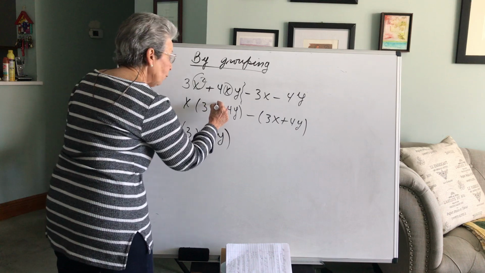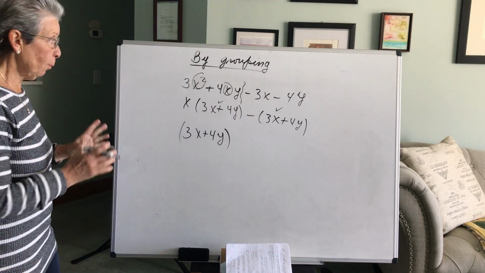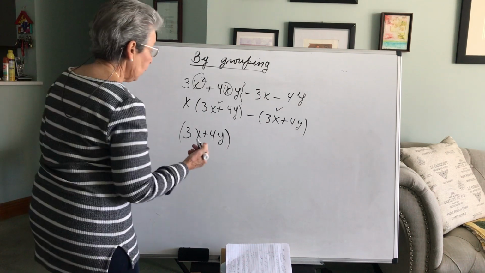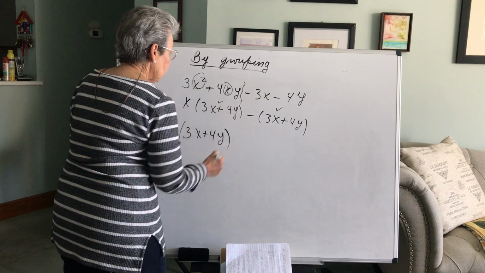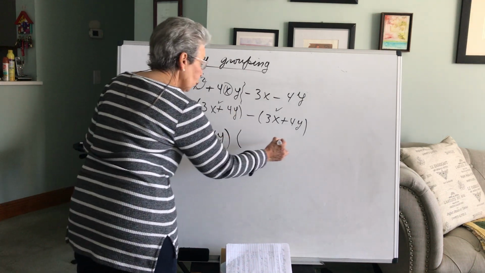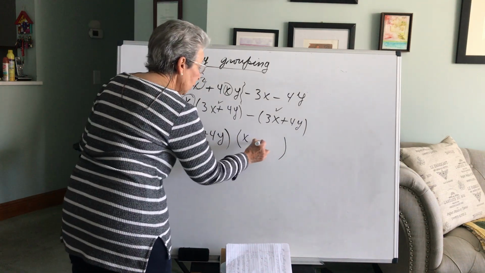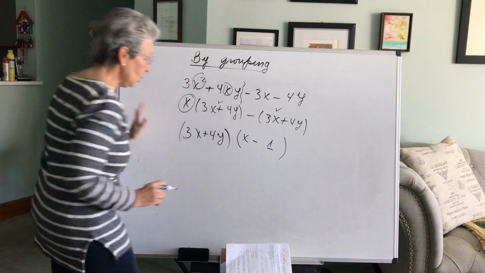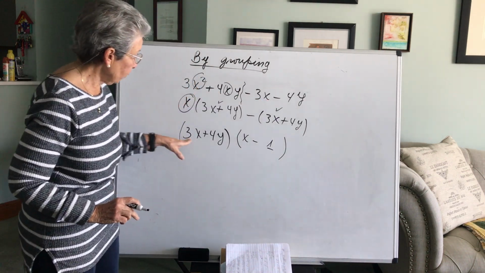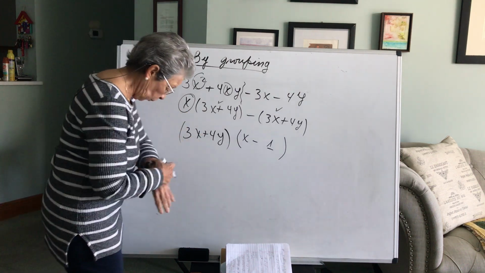Now, you have two binomials in both terms. You can factorize again, applying the greatest common factor. 3x plus 4y is the greatest common factor because you have the expression in both terms. Now, what is left? X over here and 1 over here. And this is the solution. You factorize the expression in two factors, applying the greatest common factor.